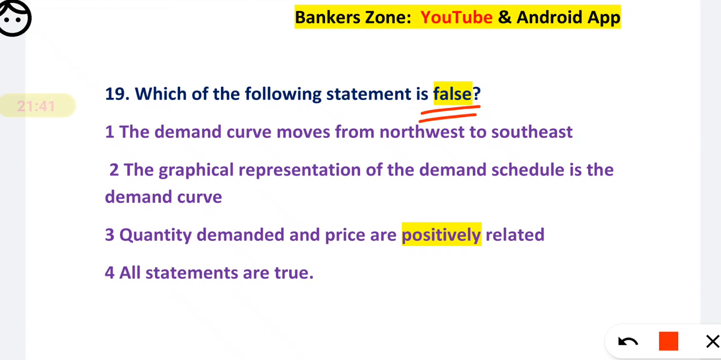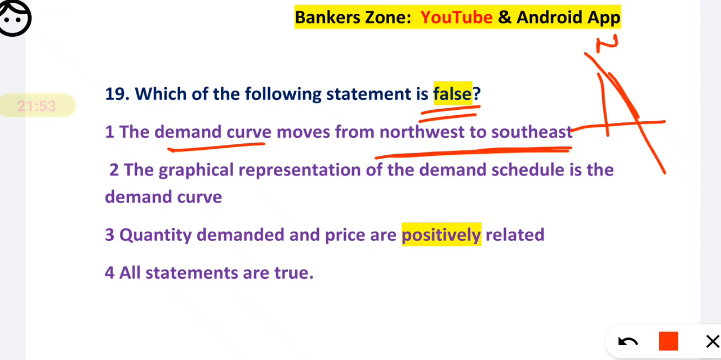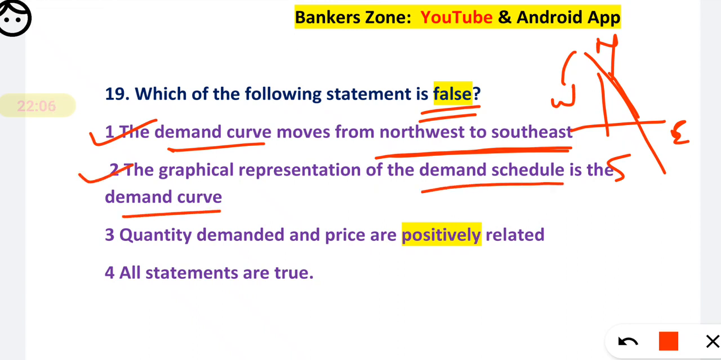The first statement they have given: the demand curve moves from northwest to southeast. We have discussed how the demand curve looks. Demand curve is like that. It moves from north, here is the west, northwest to southeast. So the first statement is correct. The graphical representation of a demand schedule is the demand curve. It is a basic definition. It is also correct.